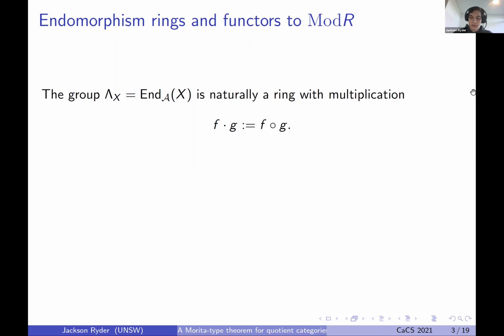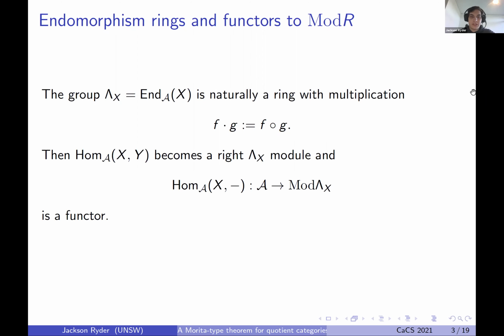Okay, and with this ring structure, the group of morphisms from our object X to any other object Y naturally becomes a right Lambda module. And then this in turn extends our Hom functor from a functor from A to Set to a functor from our category A to the modules over this ring Lambda. So now we want to know, when is this functor an equivalence of categories?